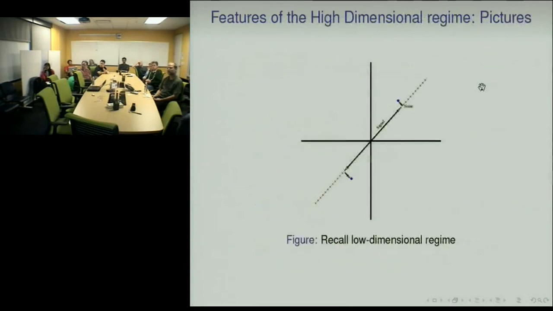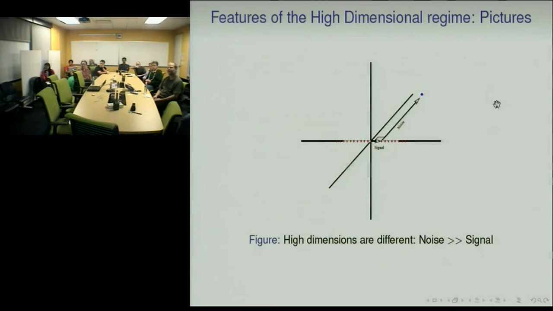Let me just convince you. This is the image that we had before. This was our signal, and this was a low-dimensional regime. In high dimensions, the noise is very large. The signal is really that small, and the noise is large. So the noise is much larger than the signal. And moreover, even if you have two samples that are close in the signal space, once you add the noise, they can be very far away from each other.